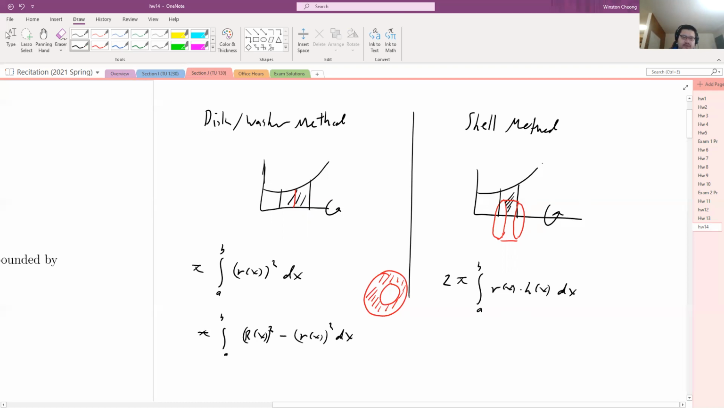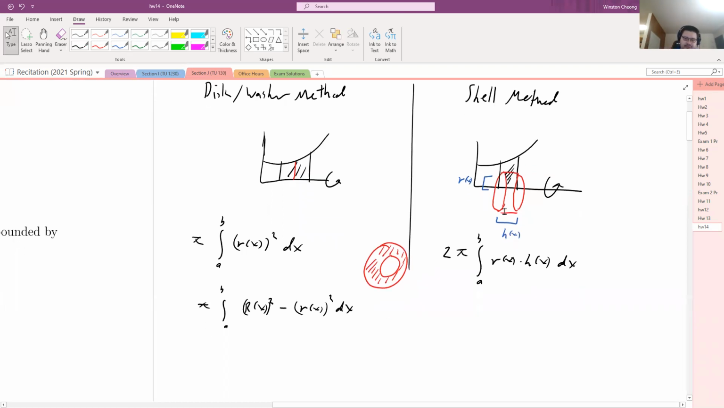So the way to explain this is that r is the radius of the cylinder. In the picture, it'd be this, this is r of x. And then h of x would be the height of the cylinder. The only issue with what I'm drawing here is that this is kind of sideways.